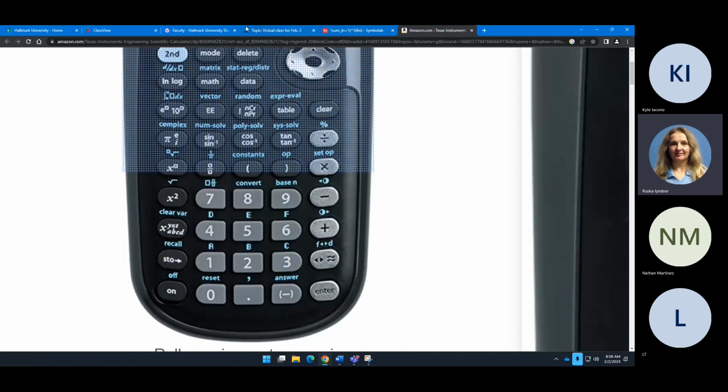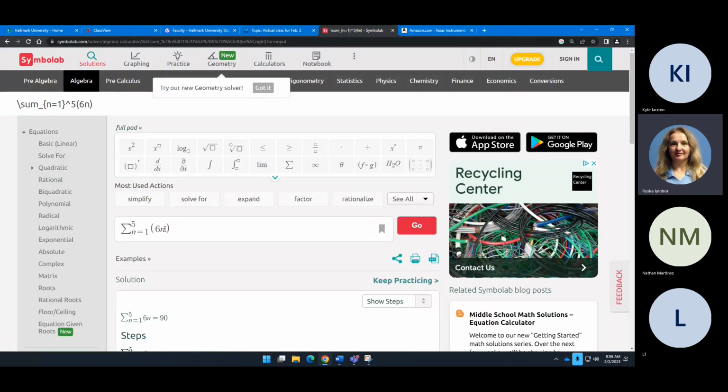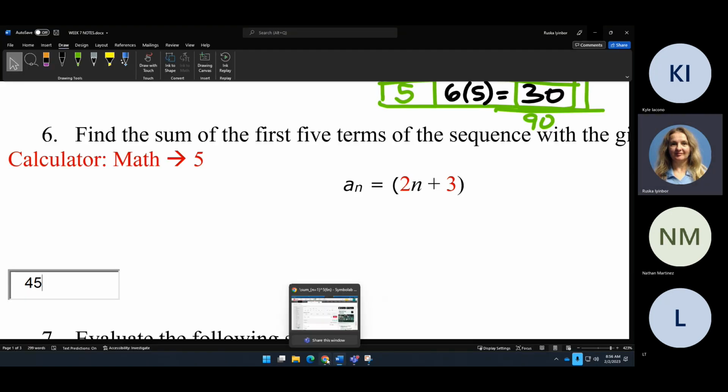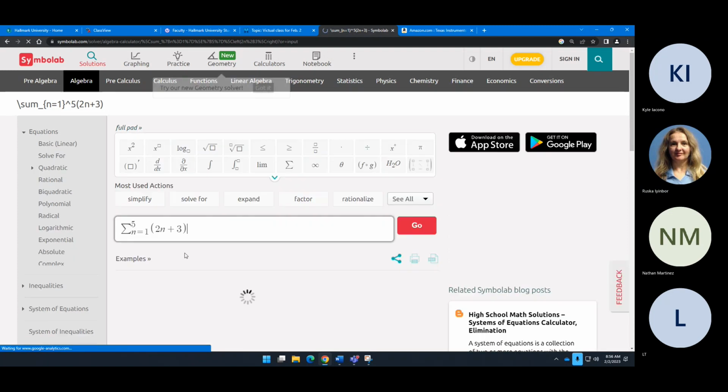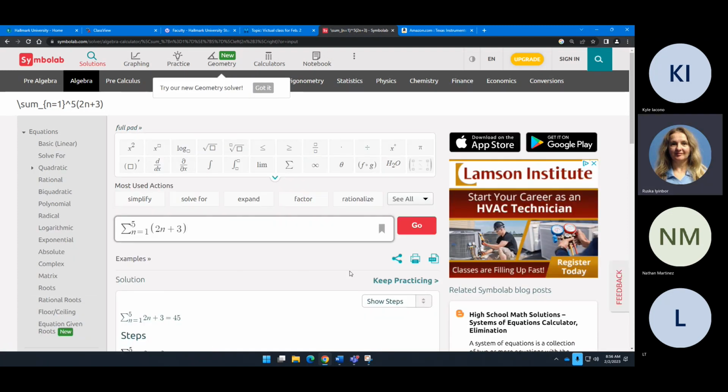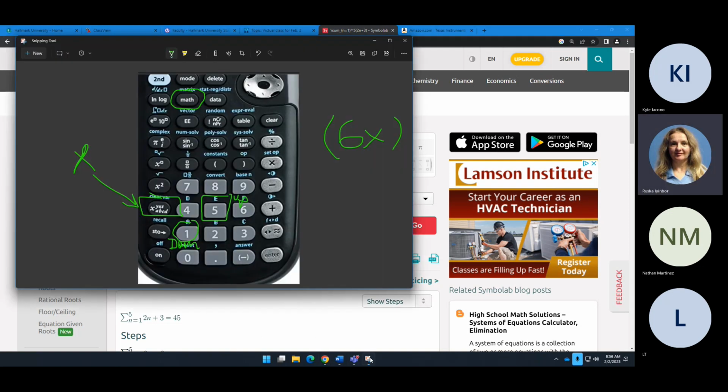Somebody else get 45? I missed it. Hold on. 2n plus 3. Let me do it. 45. That's right. Yeah, I did it also. Okay? Got it? Everybody understand this? From 1 to 5, instead of n, you have x. I can change this here, x. And you put x here. So this is what you're going to enter in your calculator.